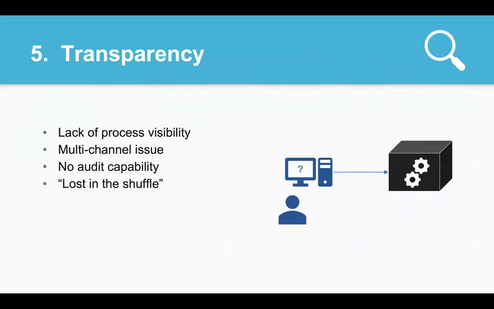The final challenge is lack of transparency and visibility into the process. How many invoices are we processing per day? How long does it take to process? What are our bottlenecks? What's the status of an approval? The list goes on and on. Without proper data and reporting, the AP invoice process is a black box without audit capability, and things can get lost in the shuffle.